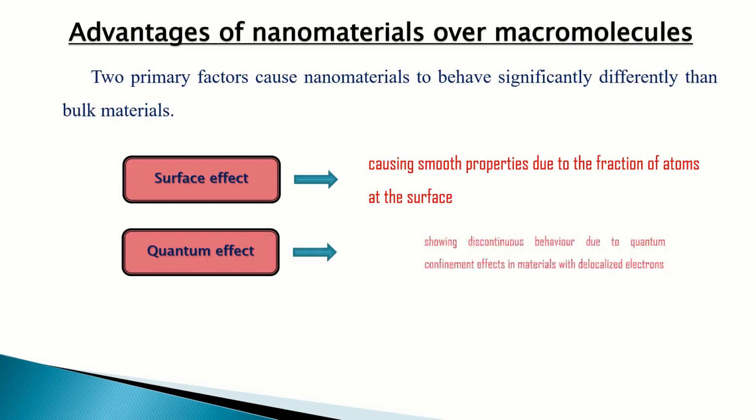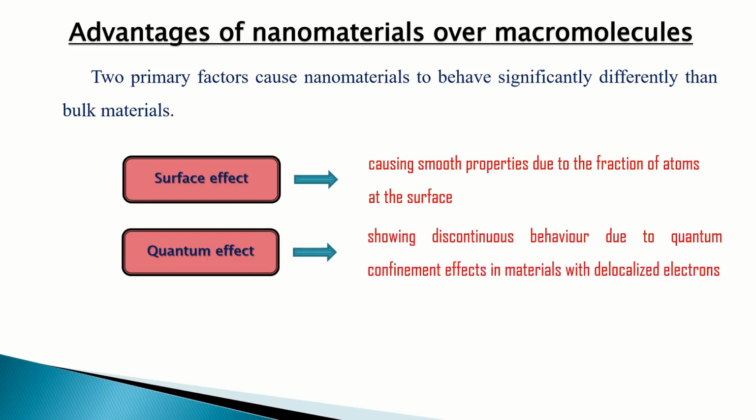And the next one is quantum effect. In the quantum effect, we discuss about the energies. Energies are usually continuous when it is a bigger molecule. But when we go down in size, it will be discrete. And because of this change, we have some effects which makes the nanomaterials more effective.